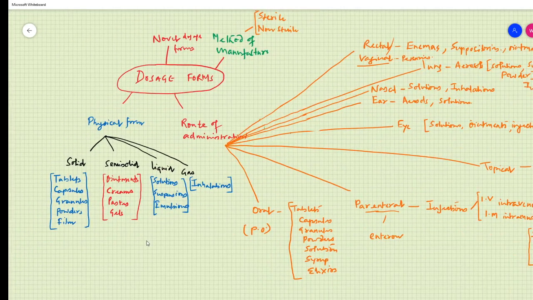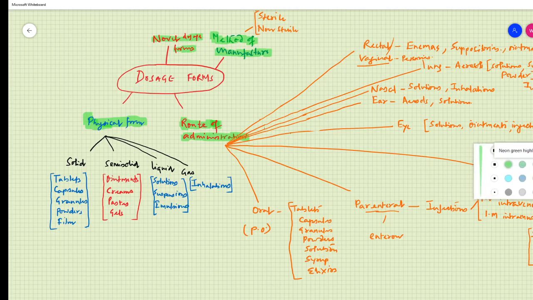So this is a rough classification of how dosage forms can be classified. So we have seen it can be classified based on its physical form. Okay, it can be classified based on the route of administration. Okay, they can be classified based on the method of manufacture. And then there are novel dosage forms. This is how we classify dosage forms.